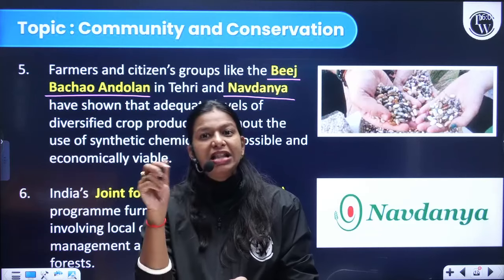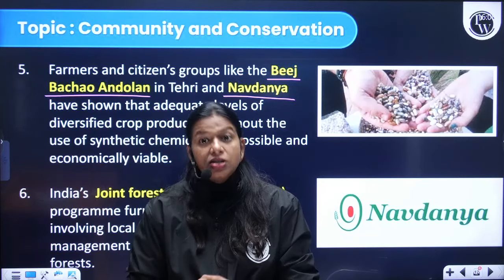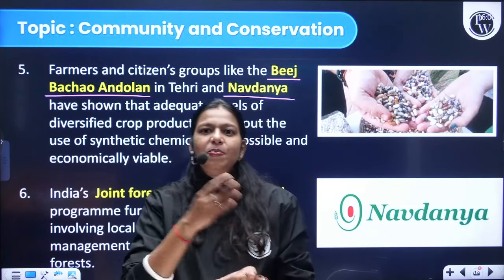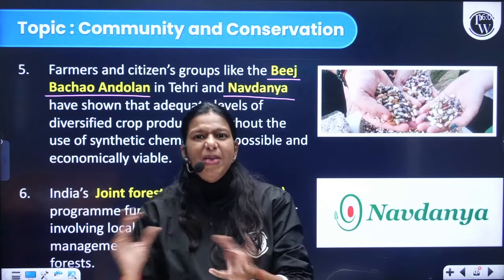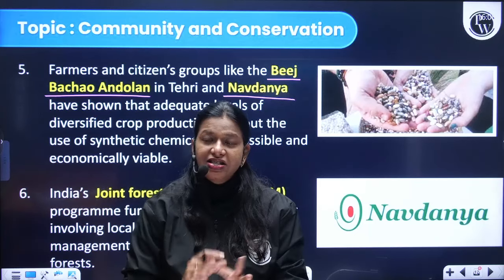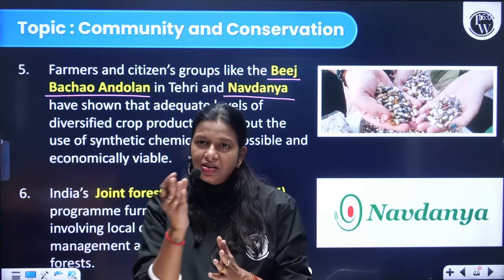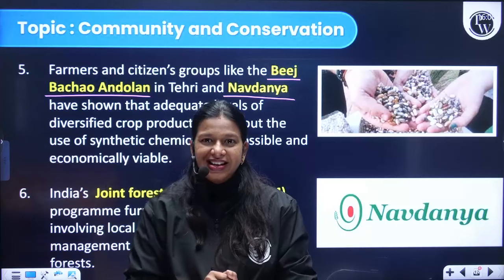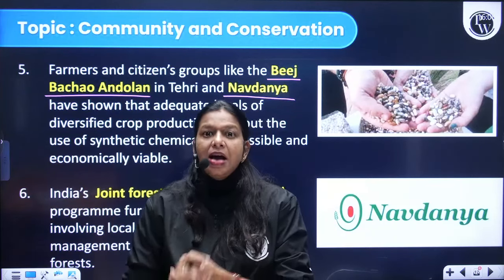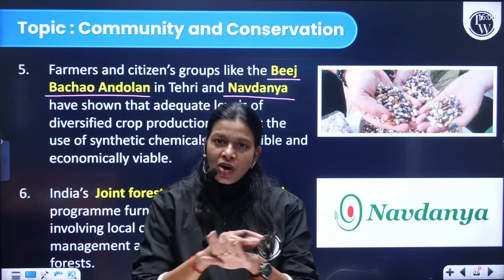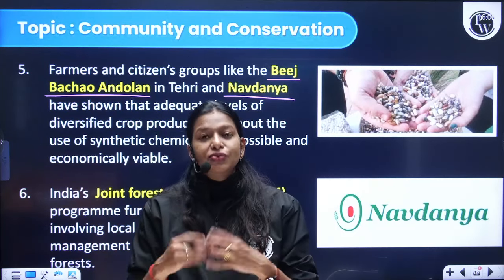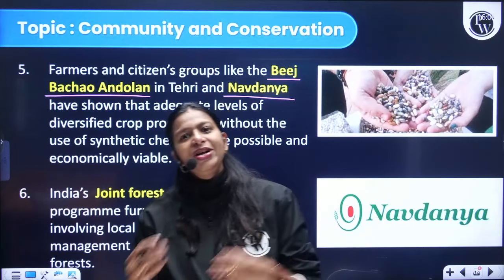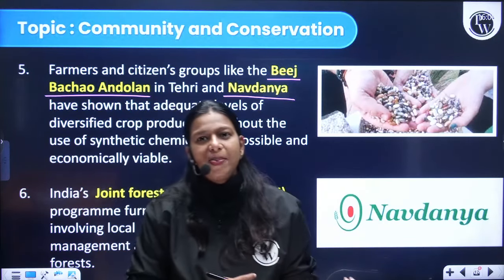Navdanya Andolan. Nav is 9. Danya is dana or seed. Traditionally, in the tribal areas, you don't see monoculture. You don't see a single crop being grown in a large area. You find that they mix up the crop. In many areas, especially if you go to territories like the Jharkhand, Chhattisgarh, Odisha belt, 9 crops, Navadanya, can be seen growing in the forest areas because they help each other out. They do not destroy the soil. They are also useful for our nutrition requirement. Collectively, we have been doing this for such a long time. Culturally, it had been a part of our system.